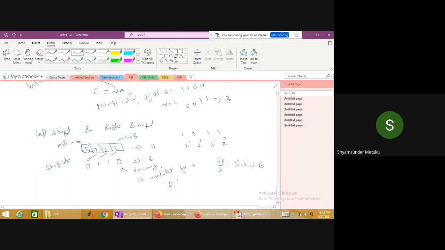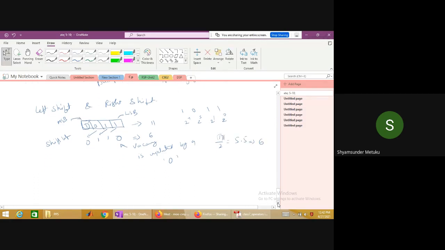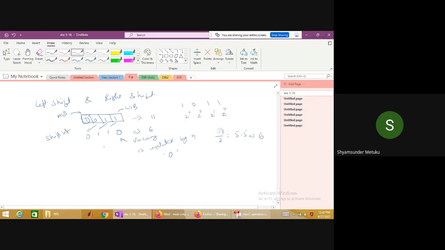Suppose I take a number exactly divisible by 2. Let me take an example, just now you mentioned 1100. What is the value of it? 12. What is the equivalent decimal number? 12, sir. Generally, when you do the left shift, it should multiply by 2.